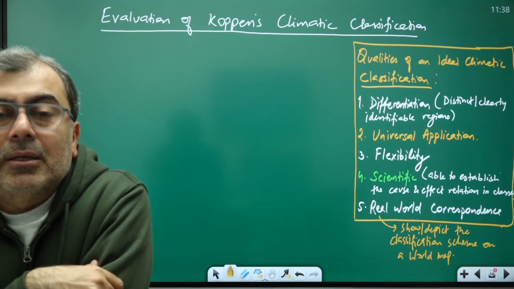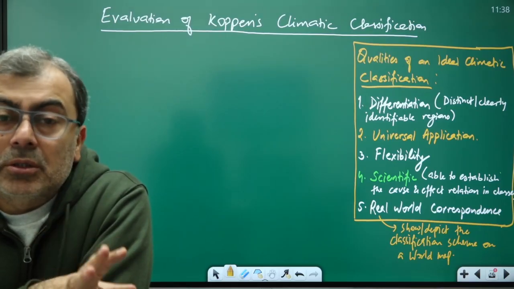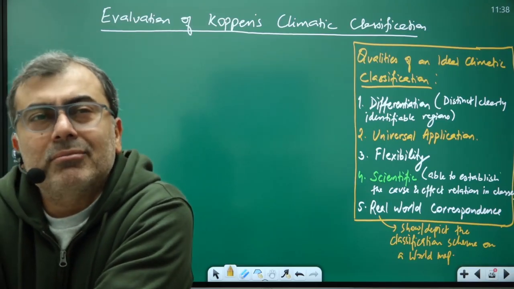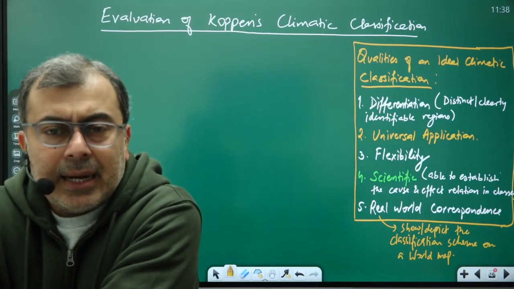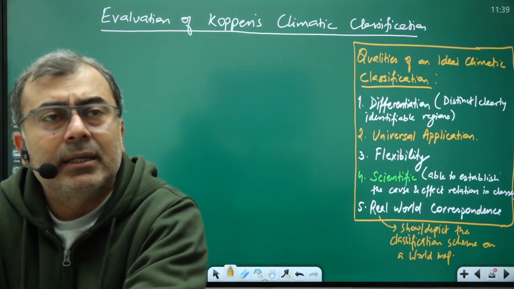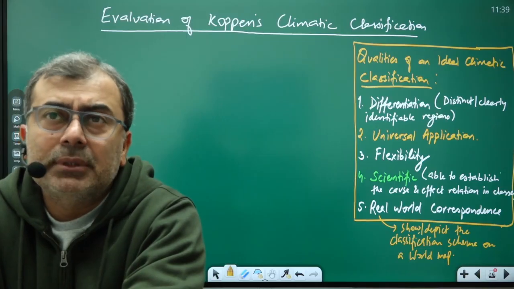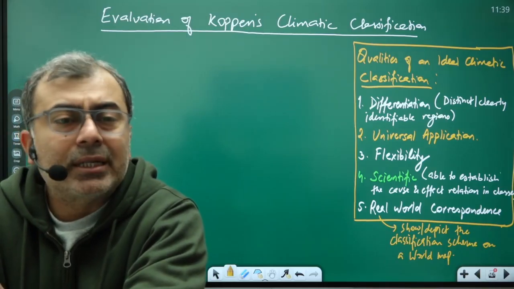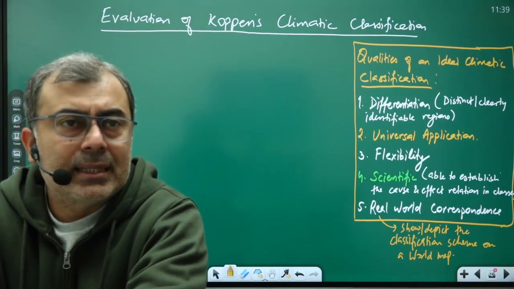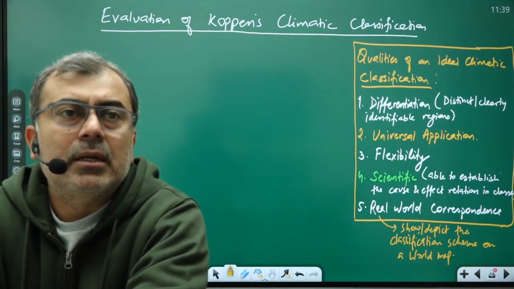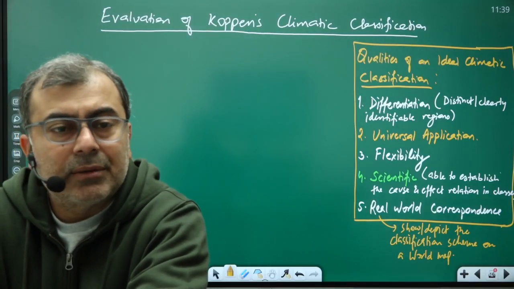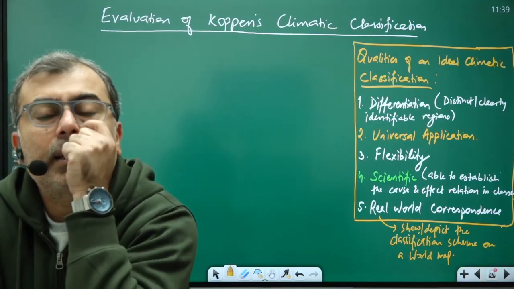True or not? So I do feel there is good success in differentiation. There is good success in universal applicability. Yes, a broadest category. At a macro level, it is applicable. Flexibility, yes, because it is a quantitative criteria. You can always change that criteria. That's there. Not very scientific, so scientists will not use it. Real world correspondence is very much there. True. Is everyone okay? This is how it works.